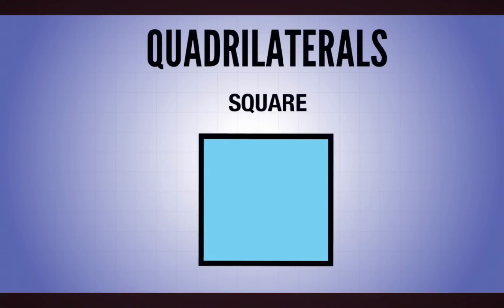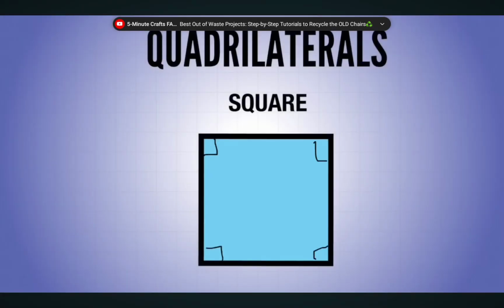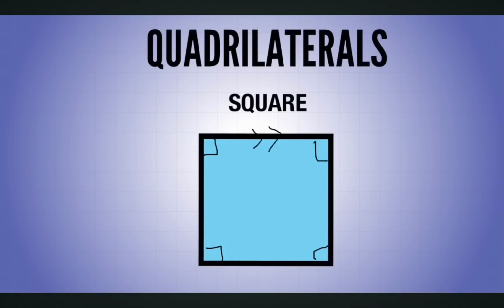A square is a special rectangle. Again, it has the four right angles. It has the two pairs of parallel lines. But it also has all sides congruent, equal. That's where a square really sets itself apart as a special quadrilateral. It can also sometimes be called a rhombus, which we'll talk about in a little bit.